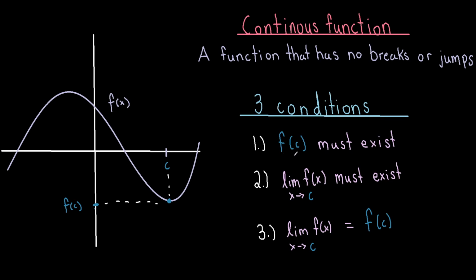The point f of c must exist. The limit of f of x as x approaches c must also exist. And the limit of f of x as x approaches c must equal the point f of c. Now let's look at some examples.